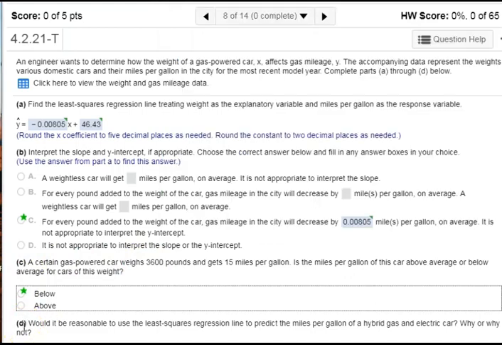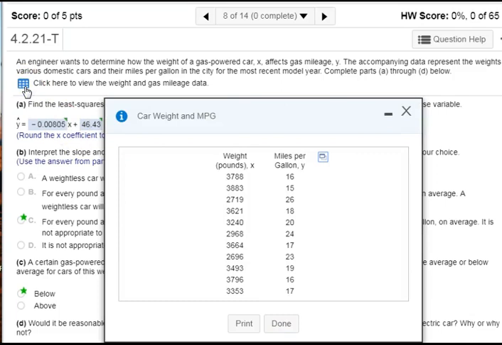And part D is saying, would it be reasonable to use this regression equation here for hybrid or electric cars? And the answer is, it wouldn't be, because all of our data is based off of gas-powered cars. So this should only be used for gas-powered cars. You wouldn't want to plug in the weight of a hybrid car here to try to predict what its gas mileage is. Another thing that's not reasonable to do is to plug in x values that are really far outside the range of the data.